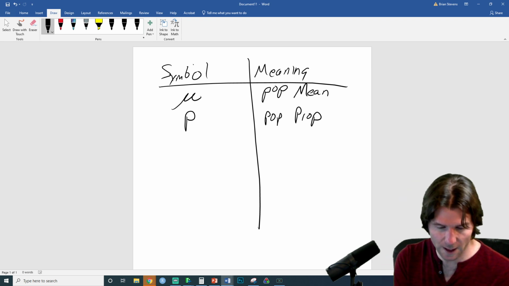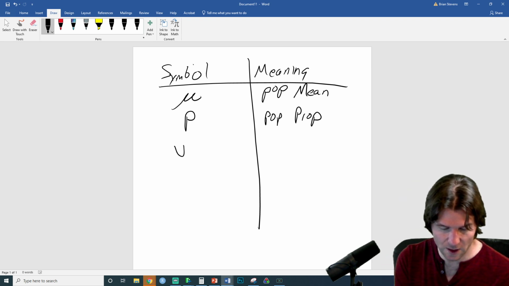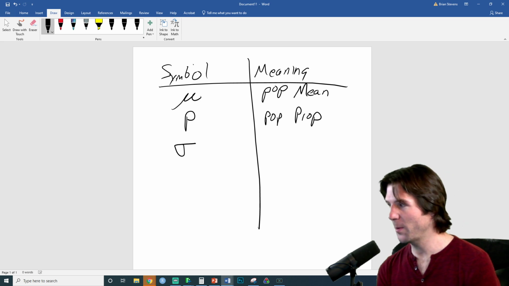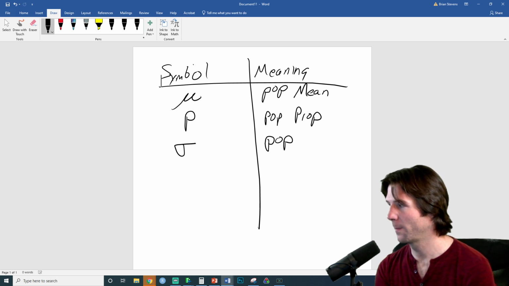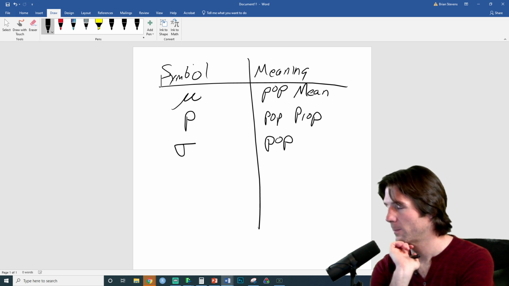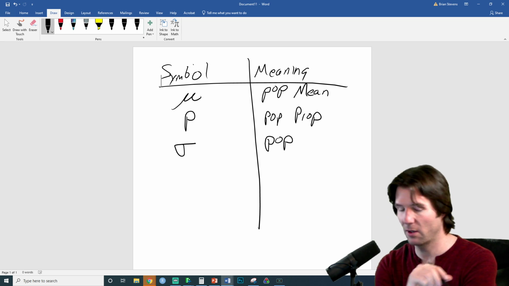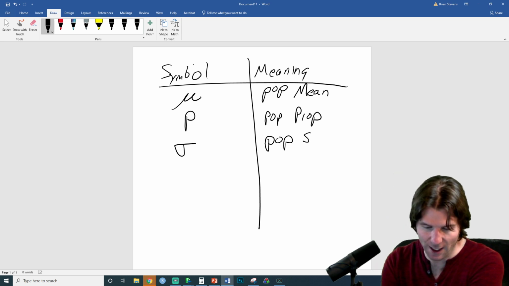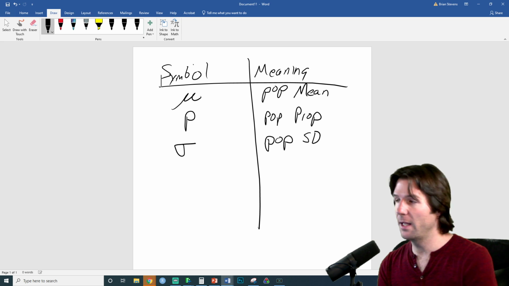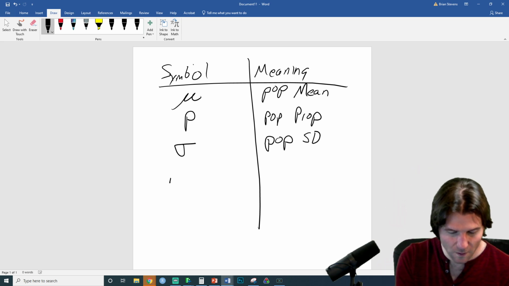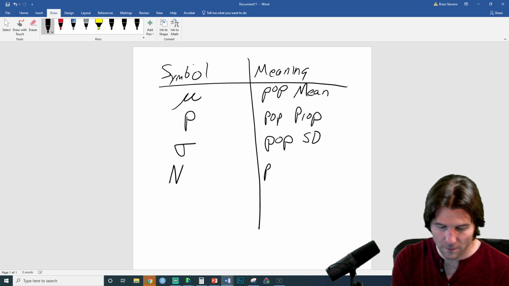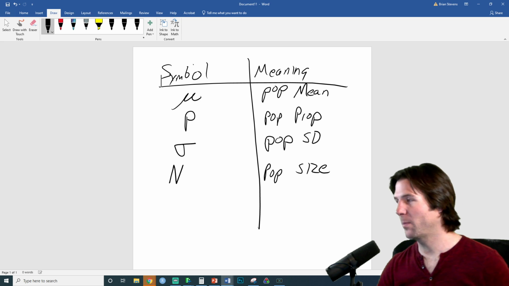And then we go right here, and we put sigma. Sigma is population what? Anyone know what sigma is? Sigma is population standard deviation. You're right. Nice job in the chat. Excellent work. And then, so that's the population size right there.